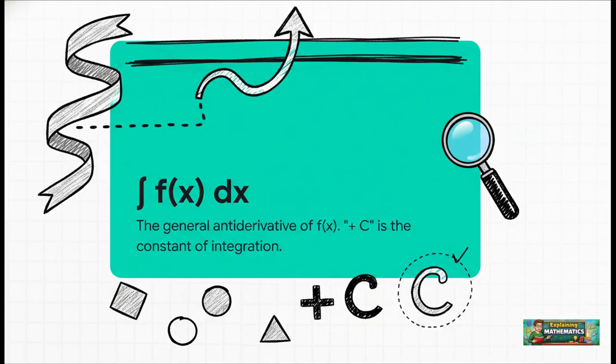Now that plus C at the end is super important. Think about it. The derivative of x squared is 2x, but the derivative of x squared plus 5 is also 2x. So is x squared minus 100. That plus C, the constant of integration, is our way of saying, hey, there could have been any constant here before we took the derivative. It's a crucial detail you can't forget.